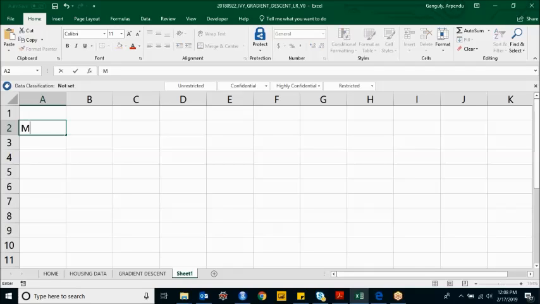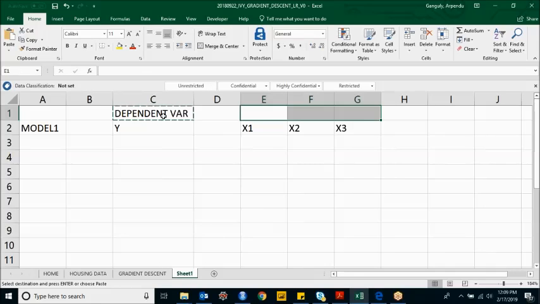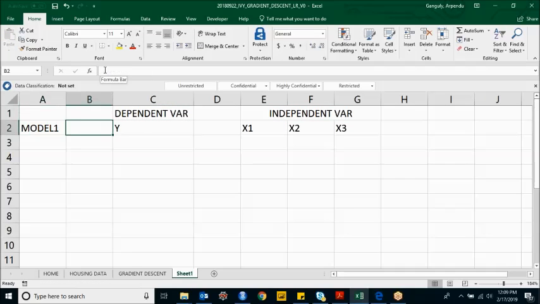So let's say there is a model one. There is a certain variable, which is my dependent variable, and there are certain independent variables. Let's take just three of them. Makes sense to all of you? There's a dependent variable, there are three independent variables, and this is, let's say, model 1.